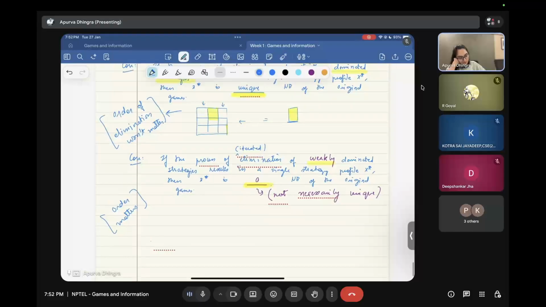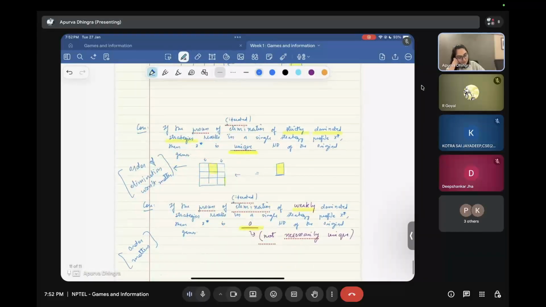So with this I've covered all the theorems and corollaries that were there in the course. Does anyone have any doubts about anything that I've talked about today?